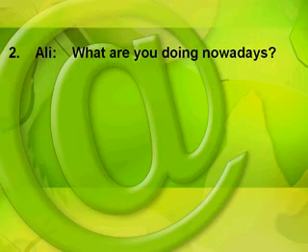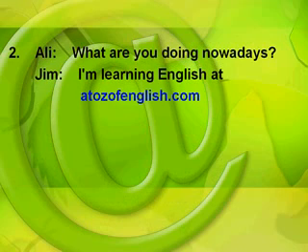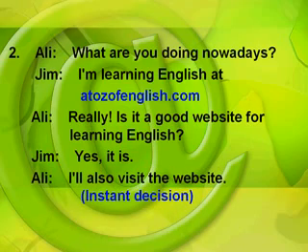Another example. Ali: Jim, what are you doing nowadays? Jim: I'm learning English at atcfenglish.com. Ali: Really? Is it a good website for learning English? Jim: Yes, it is. Ali: I'll also visit the website. Instant decision. So Ali asks Jim what he's doing nowadays. Jim tells him that he's learning English at atcfenglish.com. Then Ali asks if it is a good website. Jim says yes it is. So Ali says that I'll also visit the website. This decision of visiting the website is an instant decision, and Ali is using will for this decision.